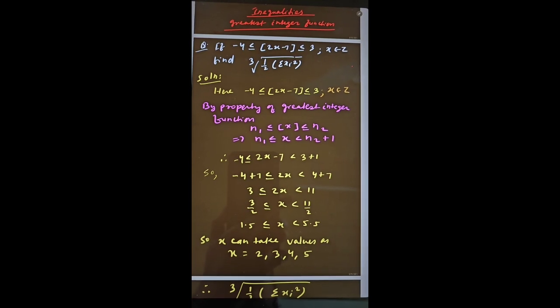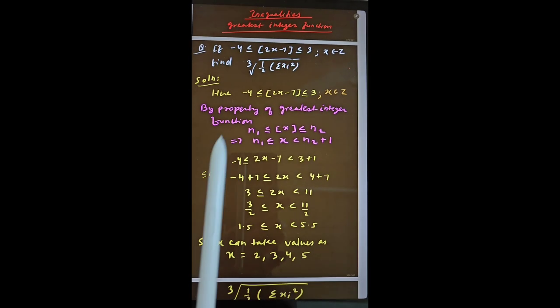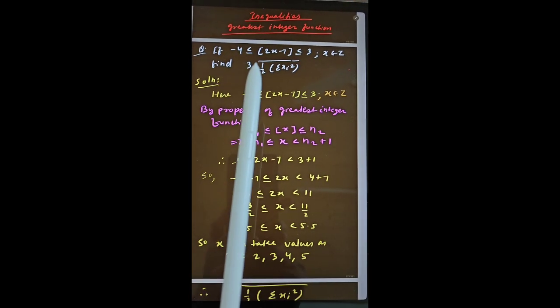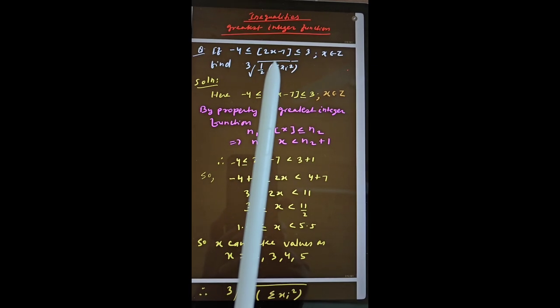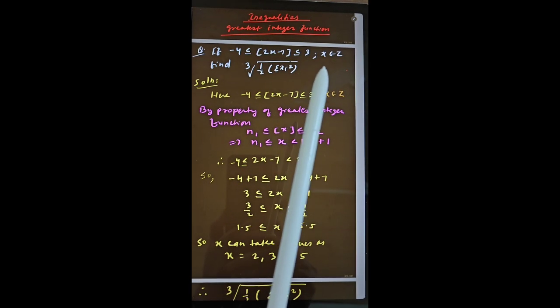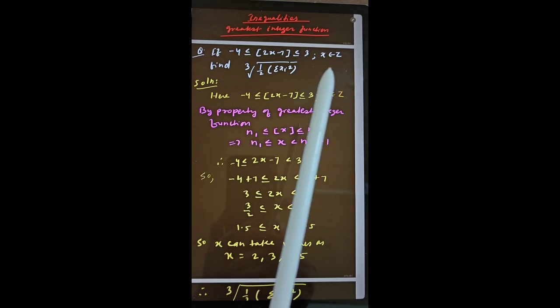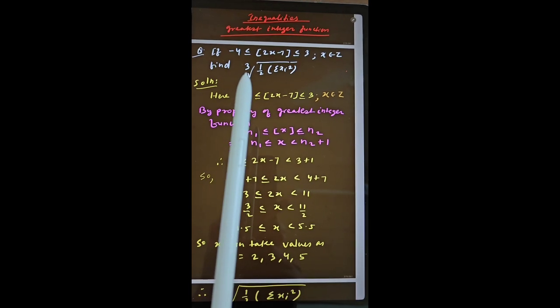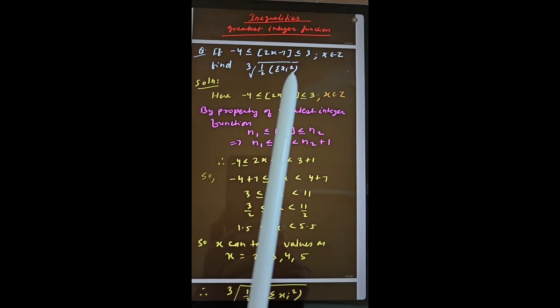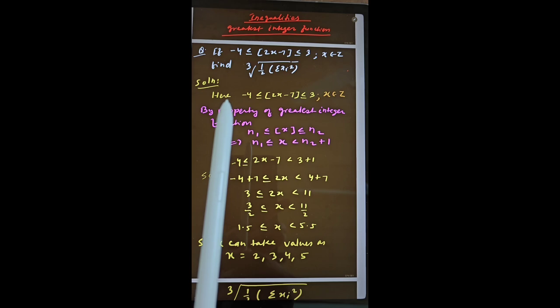We will use the greatest number function property to solve this question. The question is: -4 ≤ [2x - 7] ≤ 3, where x belongs to Z, meaning integers. You have to find the value of the cube root of half of the summation of xi square. So let us see the solution.